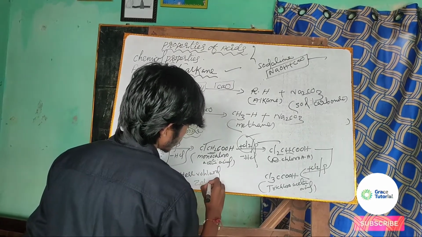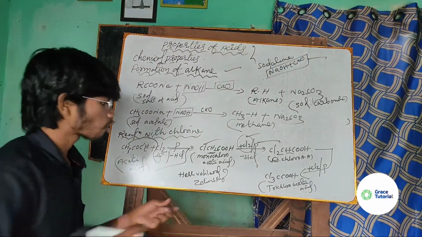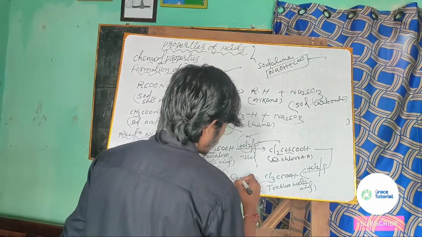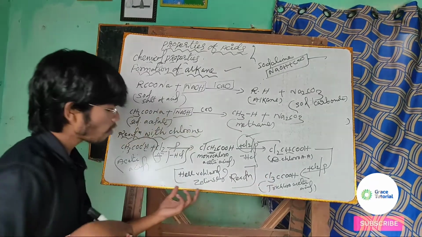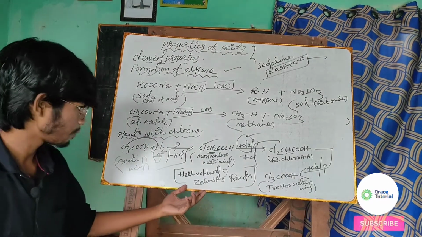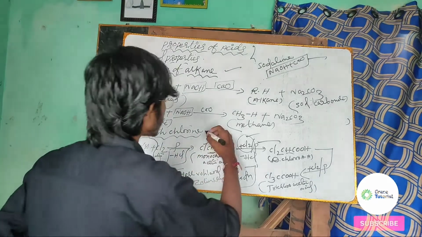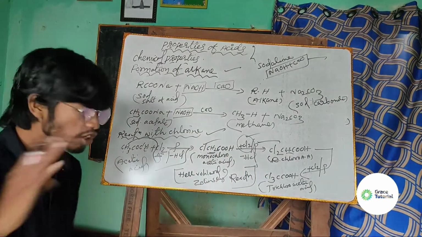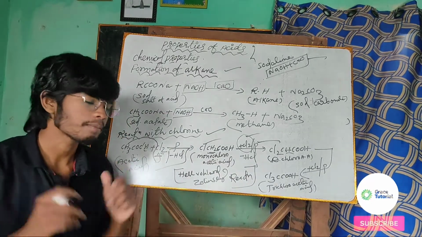Hell-Volhard-Zelinsky reaction. This is a naming reaction, which is very important to remember. You can shortly remember it as the Zelinsky reaction. Well, this is all about the reaction with chlorine. That means when the acid reacts with chlorine, then what happens? Then monochloro, then dichloro, then trichloroacetic acids are obtained.